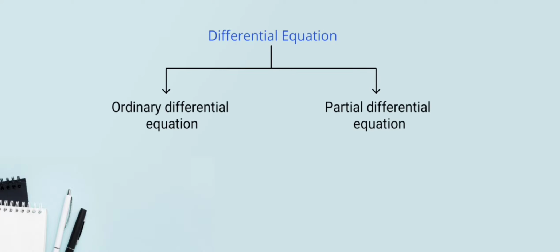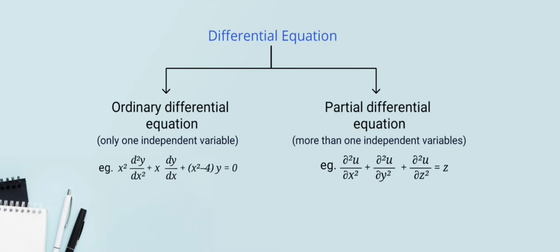To begin with, there are two categories of differential equation. One is ordinary, and the other is partial. In the case of ordinary, there is only one independent variable. But when a differential equation contains partial derivatives of one or more dependent variables, with respect to more independent variables, then it is called partial differential equation. Remember, partial differential equations have more than one independent variable.